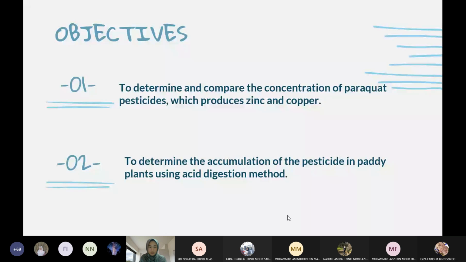The second objective is to determine the accumulation of pesticide in paddy plants using the acid digestion method, which is then analyzed using AAS. The next slide.